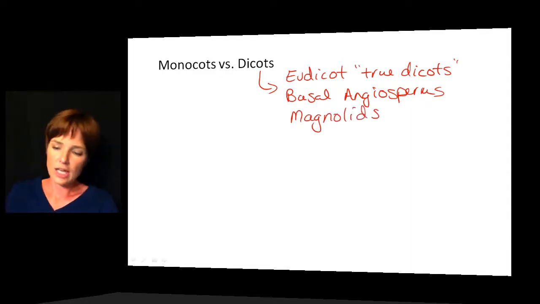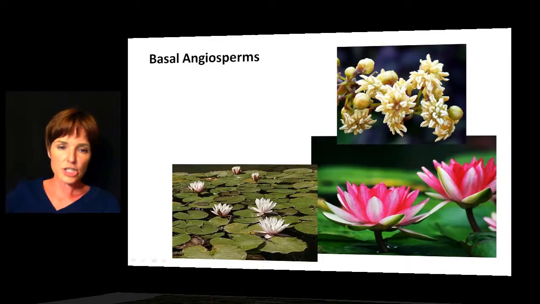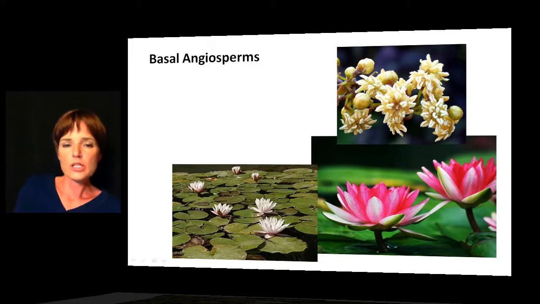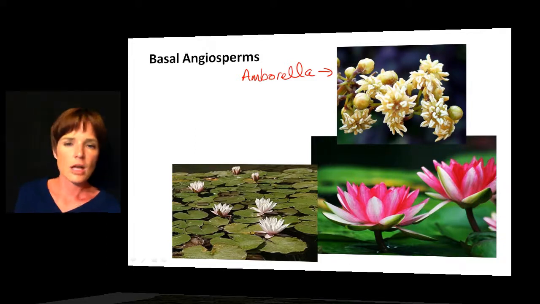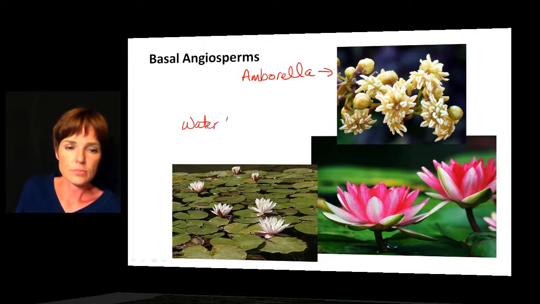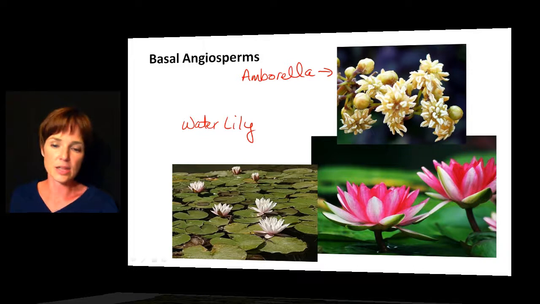So let's take a look at these. The basal angiosperms seem to be the oldest lineages of flowering plants. There's not a whole lot of representative members, but we do have Amborella, which a lot of study has gone into to try to figure out some of the history of flowering plants and their origins. And this group is also going to include water lilies. So we see a couple examples of those down at the bottom. Those are the basal angiosperms.